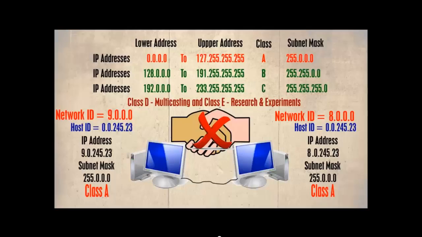We did say earlier that no two hosts should have the same name or address. Look at the host IDs. They are both 0.245.23.